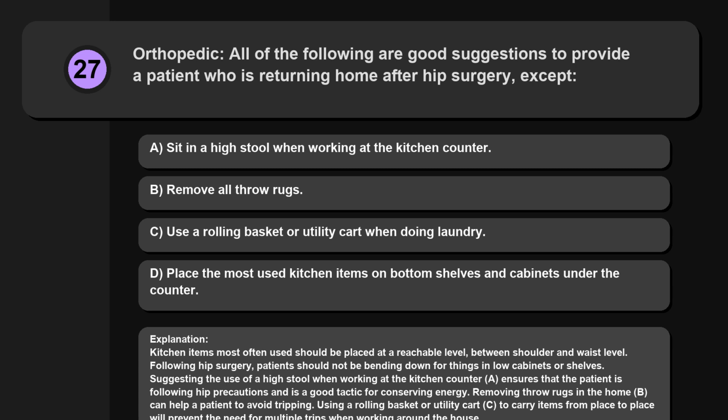ensures that the patient is following hip precautions and is a good tactic for conserving energy. Removing throw rugs in the home, B. can help a patient to avoid tripping. Using a rolling basket or utility cart, C. to carry items from place to place will prevent the need for multiple trips when working around the house.